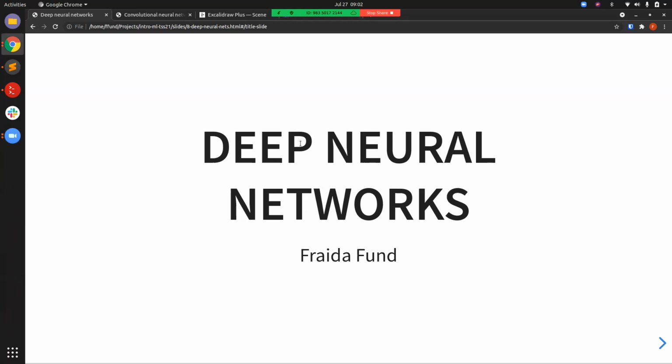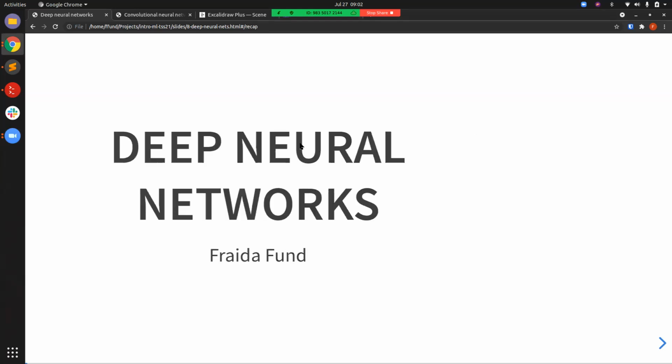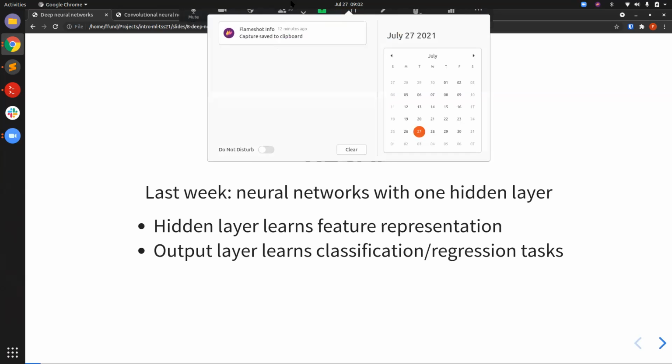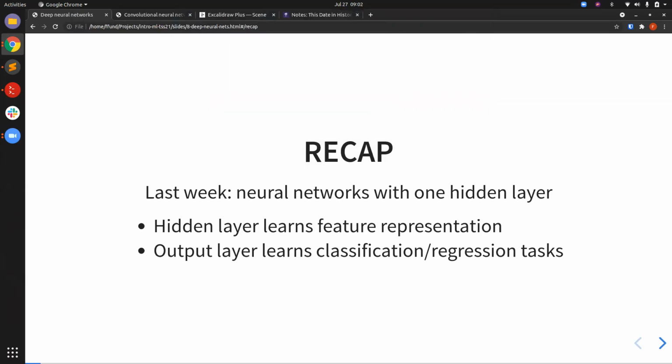Okay, so let's start with a quick recap. Last week, we looked at neural networks with one hidden layer.